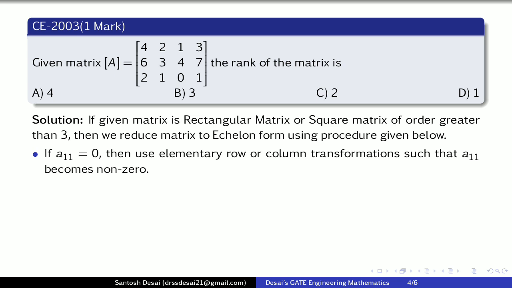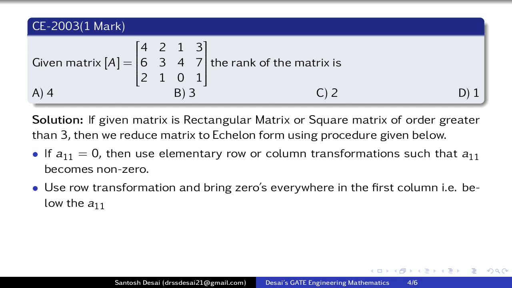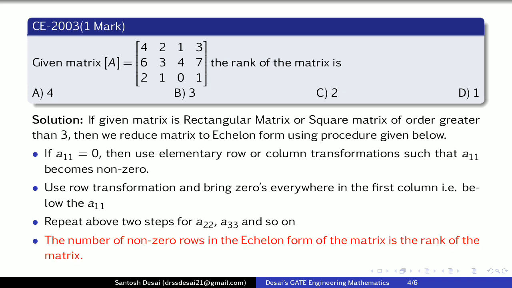First, if a11 is equal to 0, then use elementary row or column transformation such that a11 becomes non-zero. Then use row transformations and bring zeros everywhere in the first column, that is, below the element a11, and repeat these two steps for the elements a22, a33 and so on. After completing these steps for all the elements, count the total number of non-zero rows in the echelon form, and this number of non-zero rows gives the rank of the matrix. Now we solve the example.